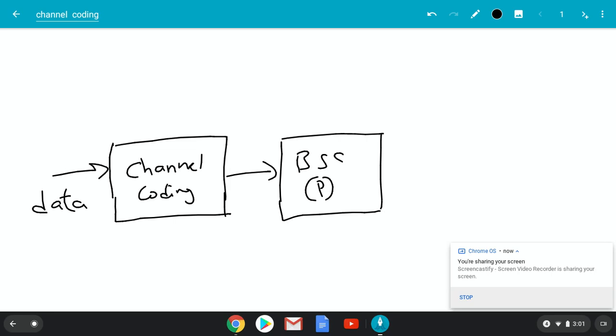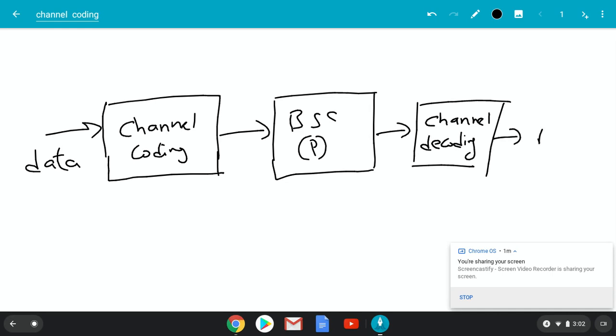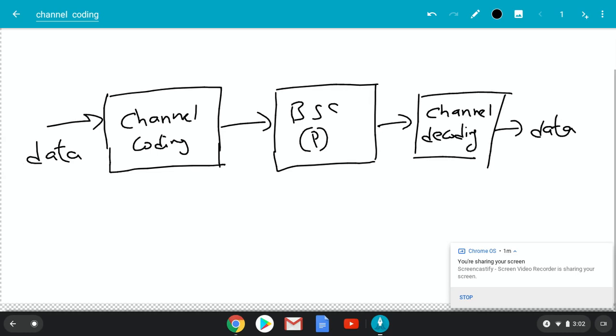For now, the p is not important. It will come into our calculations later. But it's a binary symmetric channel which will just flip bits randomly with a probability p. And then the output, when you get your bits, you're going to do channel decoding, and then hopefully you get back your data. All right, so now let's dig in a little bit deeper into what's going on here.